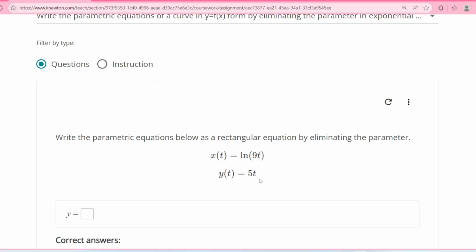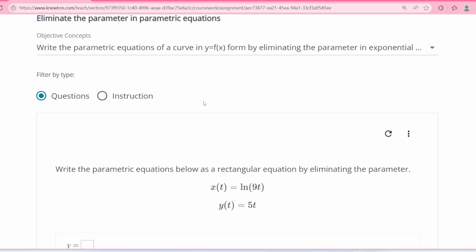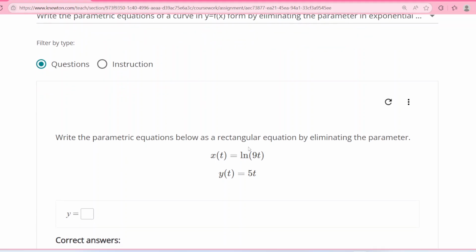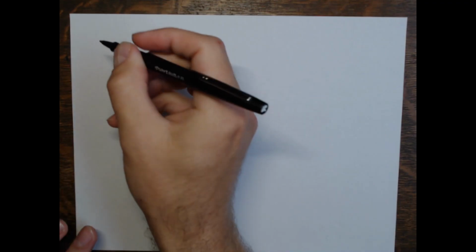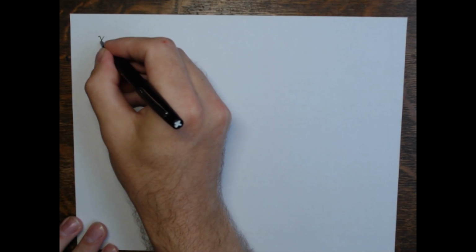Now we're asked specifically, in the title of the objective, to get the rectangular equation in the form y equals some function of x. So that's what I'd be filling in the blank here. So let's do that. Our parametric equations were x of t.